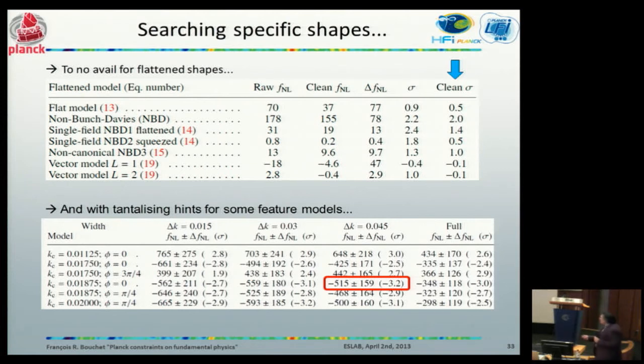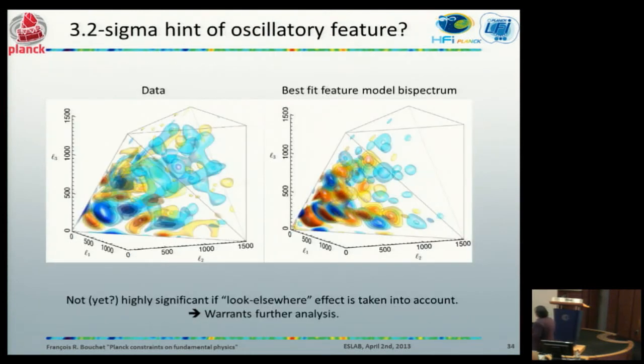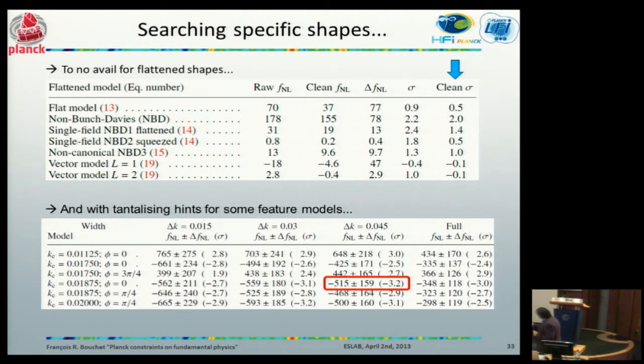On the other end, with some feature models, and there again, going through a big grid, so you're trying to find a lot of possibilities, there is one case which speaks out, which is a 3.2 sigma tentative detection. And here is a hint. So you see here what the data is. So this is the best description that we have of a visualization of the 3-point function of the CMB. And that's, for instance, one of the feature models, this one very specifically, which has these particular characteristics.